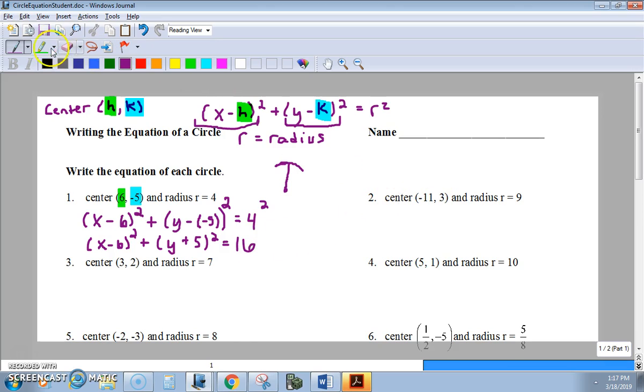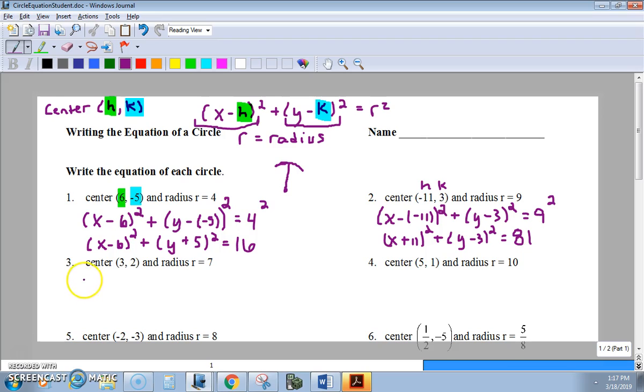Okay, so let's try 2. This is our h, this is our k, so we're going to have x minus negative 11 squared plus y minus 3 squared equals 9 squared. If we simplify that, we're going to get x plus 11 squared plus y minus 3 squared equals 81.